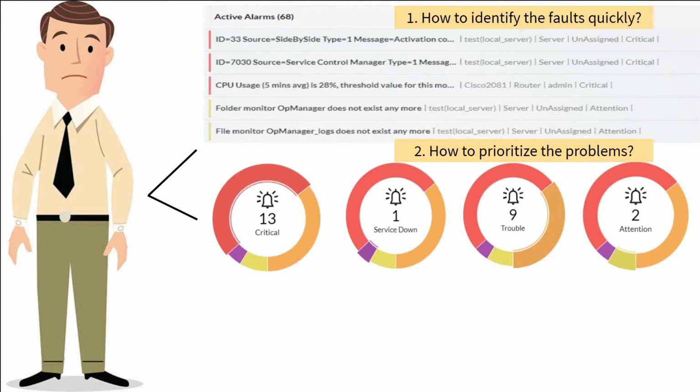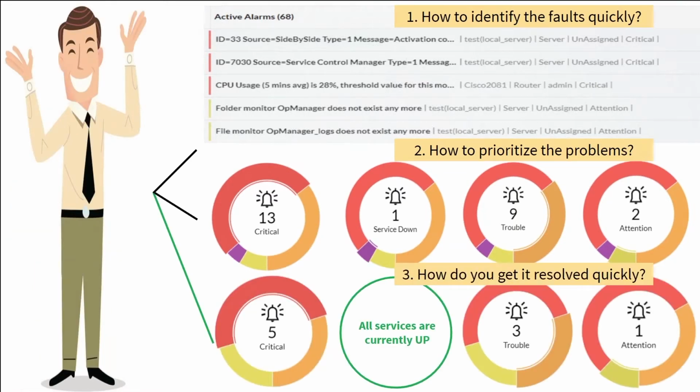Second, how to prioritize these problems. Based on the severity, OpManager categorizes each of these problems, whether it is critical, service down, trouble, or attention. So you know how many critical problems you have, and you can give priority to the critical problem and get that fixed. The ultimate goal of any administrator is to reduce the number of problems occurring in the network. You can see a happy face on this administrator because all the services are currently up and running, and he has reduced the number of problems occurring in his network.